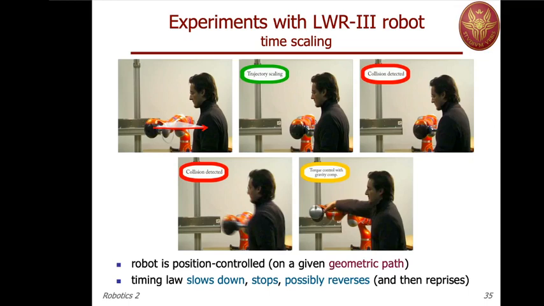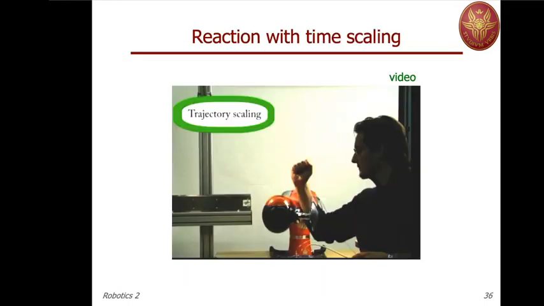Okay. The underlying assumption is that the robot is position controlled so that it should follow a given geometric path with a given timing law. So the timing law is what can change, slowing down, stopping, even reversing the motion along the same path, and then restarting. So here in this video you will see the various possibilities, and please notice the interaction that will occur at the contact, when the user is in fact pushing more on the robot, making the residual grow accordingly.